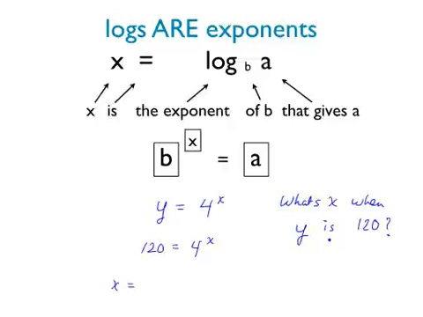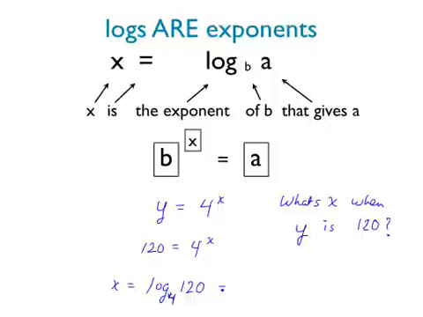And so now what? We need the exponent of 4 that gives 120. How do we rewrite that? Log base 4 of 120. So watch out for saying log of 4 to the 120th. That's a common thing that students want to do. No, it's log base 4 of 120. Again, the exponent of 4 that will give you 120.